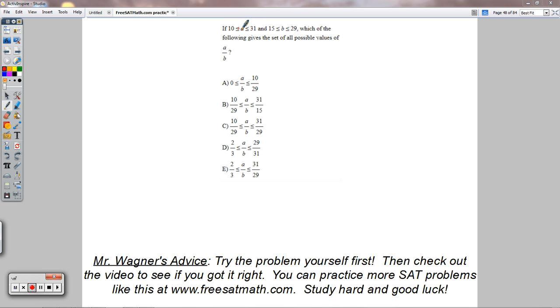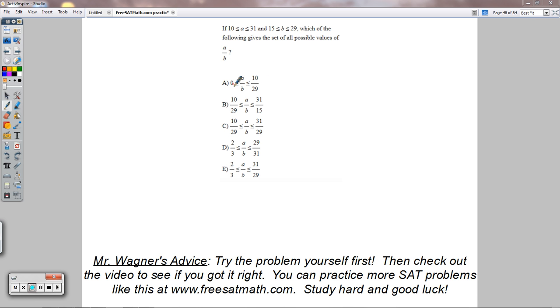It says if 10 is less than or equal to A, which is less than or equal to 31, and 15 is less than or equal to B, which is less than or equal to 29, which of the following gives the set of all possible values of A divided by B? And so we look at our choices here. We're saying basically what's the smallest we could make this fraction compared to the largest we could make this fraction.